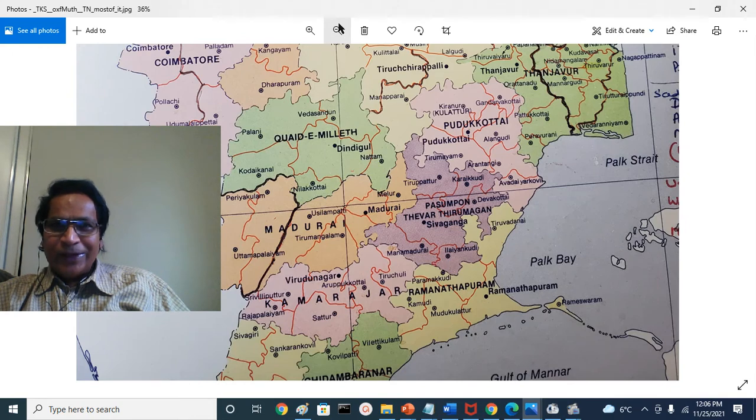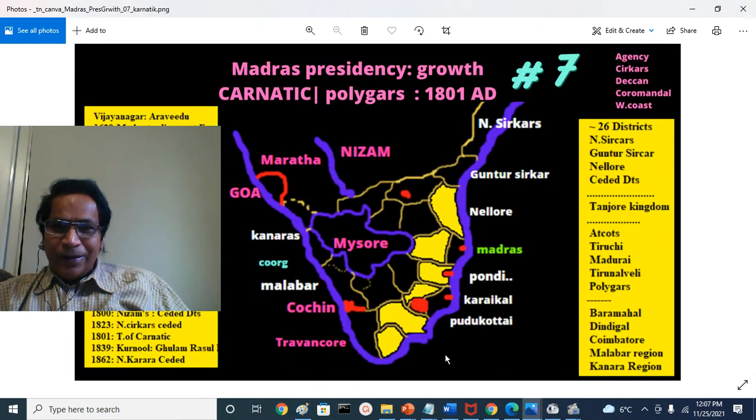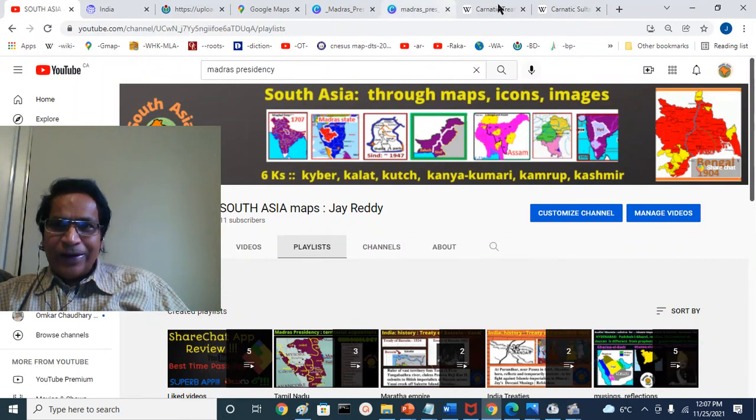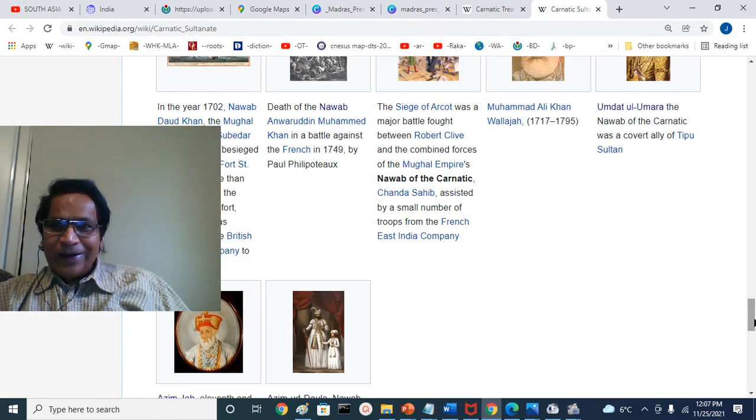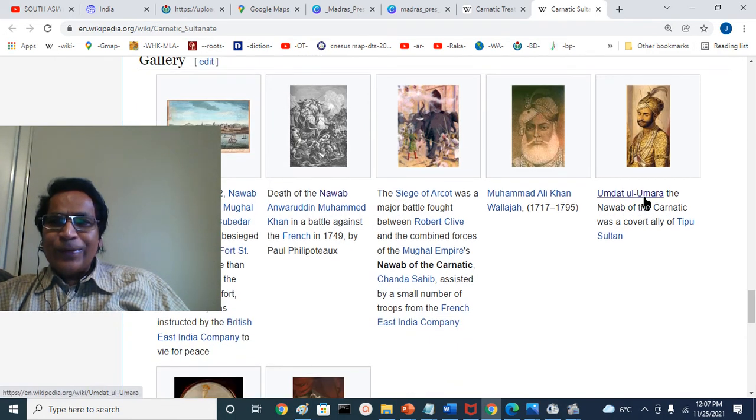Madurai. These were the territories Nawab gave to the British East India Company by the Treaty of Carnatic, and we can see the Carnatic Treaty. Muhammad Ali Khan Wallaza, Nawab of Carnatic, died in 1795. He had 2 sons. When he died, after the third Mysore war, the son Umdat succeeded. He ruled about 5 years and died in 1801, because the treaty was made in 1801, right?